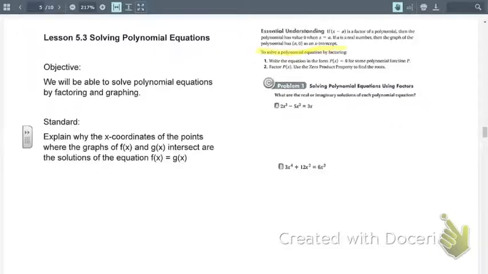So the first thing we're going to do is write the equation in the form p of x equals 0. What that basically means is we're going to get everything on one side of the equal sign, set it equal to 0, and then we're going to factor and then use the zero product property to find the roots. Alright, so if we look at part A, notice that we don't have everything on the same side of the equal sign, so we need to subtract 3x from both sides.